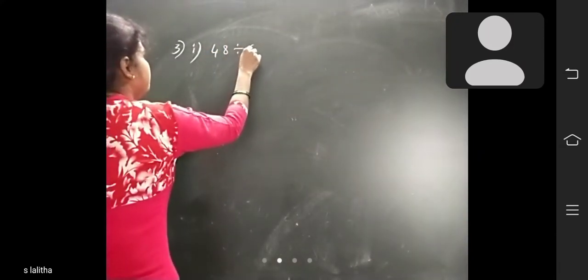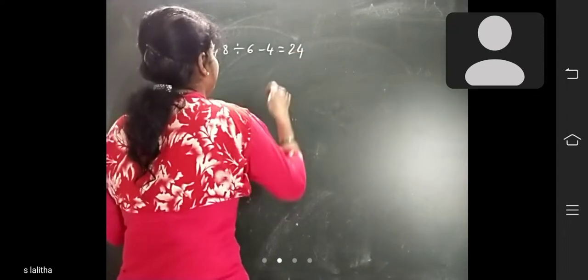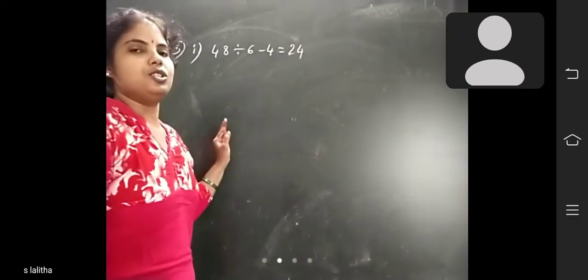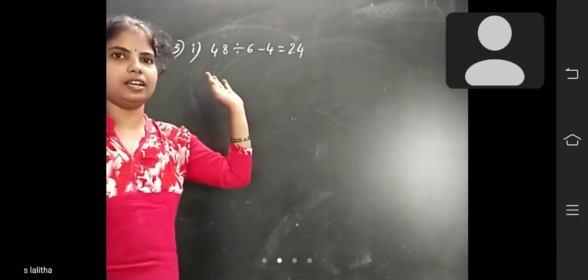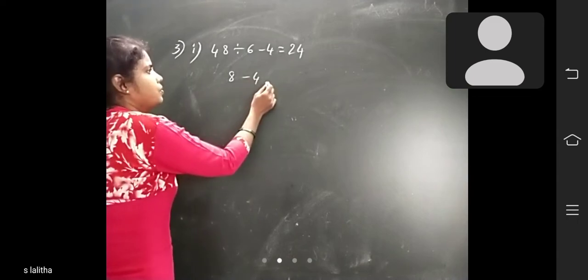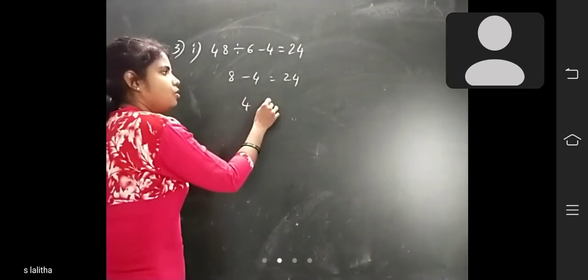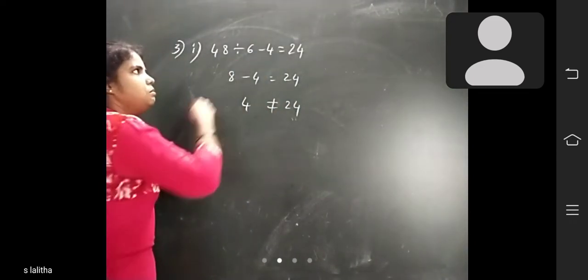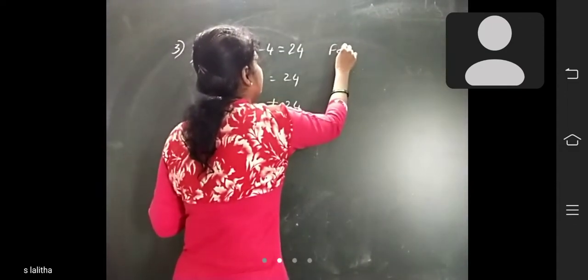48 divided by 6 minus 4 equal to 24. Is this statement true or false? You have to identify. So first, what should you do? Division. Here division and subtraction are there, so first you should do division. 48 divided by 6, how much? 8. 8 minus 4, how much? 4. 4 is not equal to 24. So this statement is true or false, children? False. Okay, we should write here false.